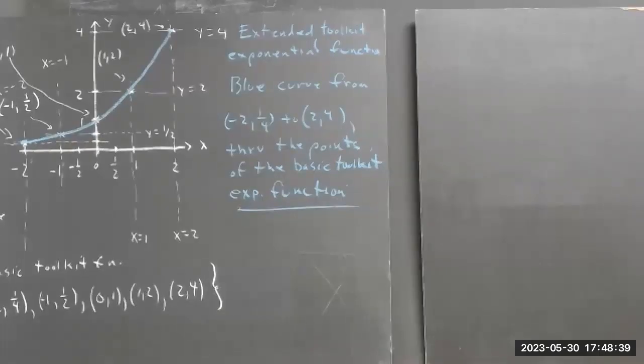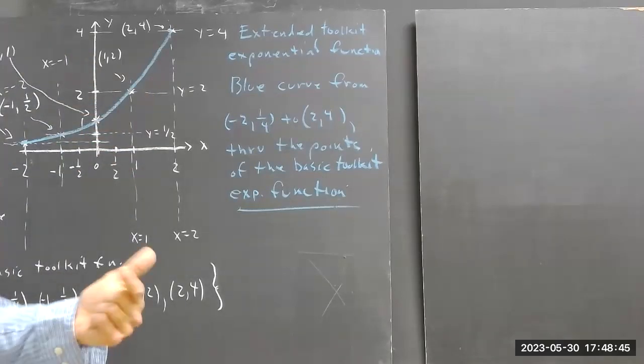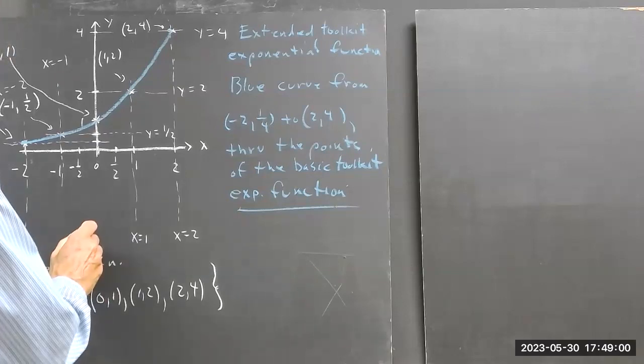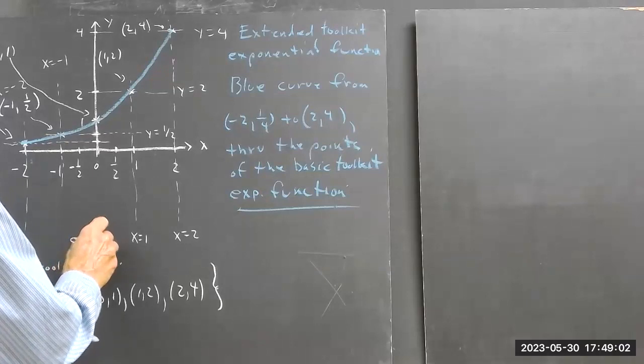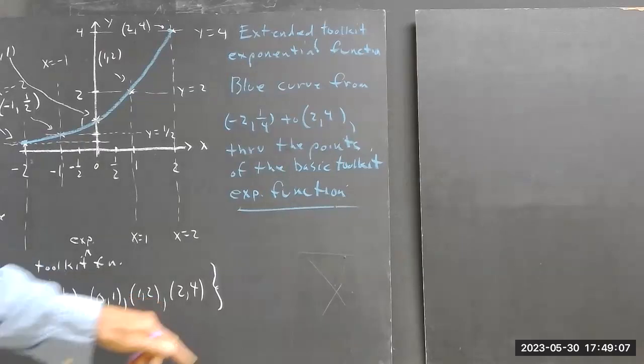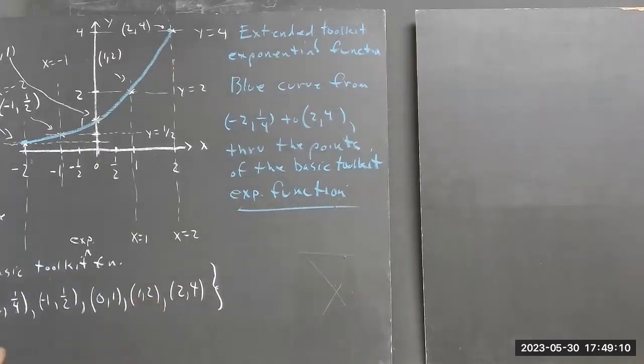Now, we want to talk about the domain and range of the toolkit exponential function, which is just what we've got here. And of the base, of the reciprocal function, okay? Toolkit reciprocal function, the basic toolkit exponential function. So let's make sure we've got the word exponential, and I'll abbreviate it. Basic toolkit exponential function is just a set, and the domain is the set of x values. So I'm going to circle the x values.